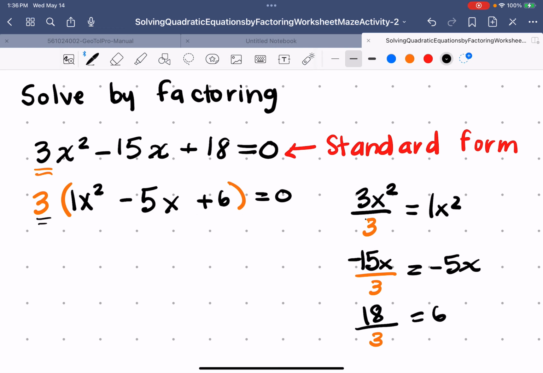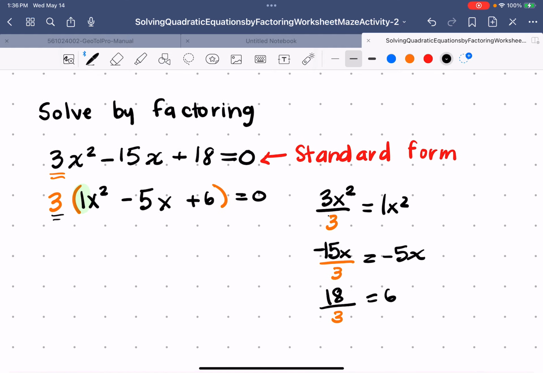So the 3 outside didn't go anywhere. If I were to distribute this, I better get the original equation. Okay, so let's keep going. Now that I made this a 1, now I can use the big X method like we did in the other example.